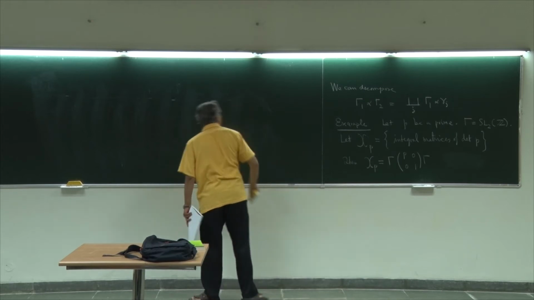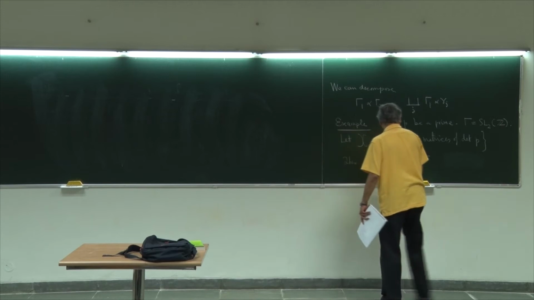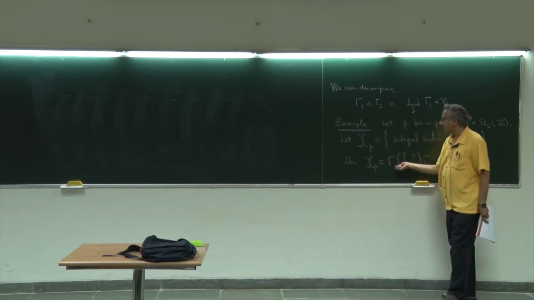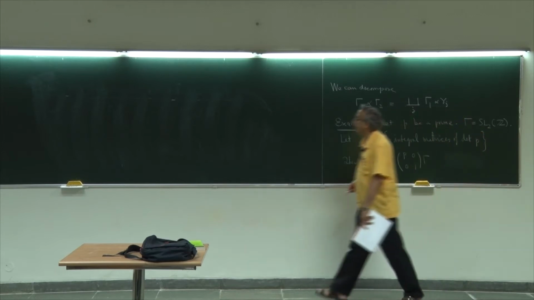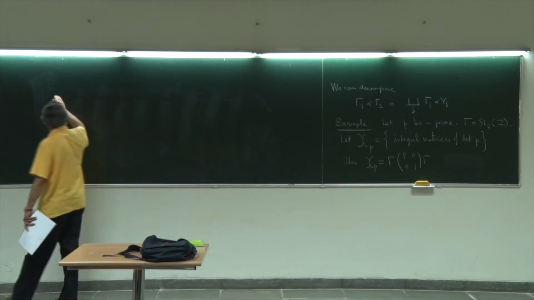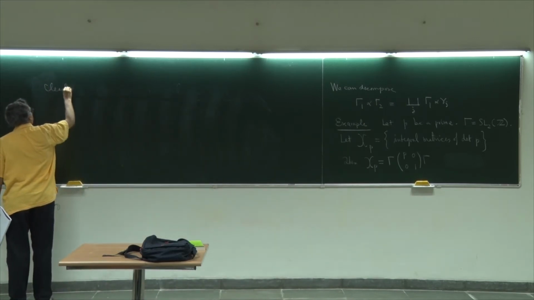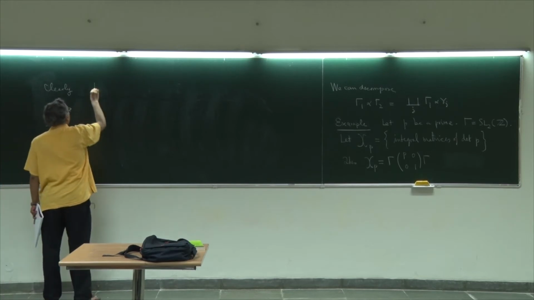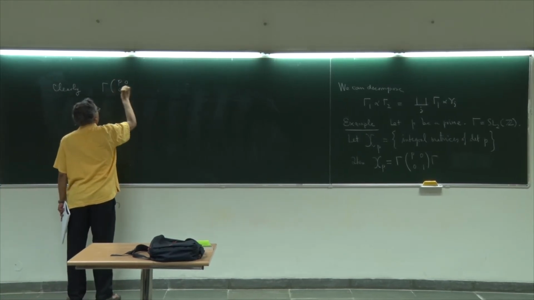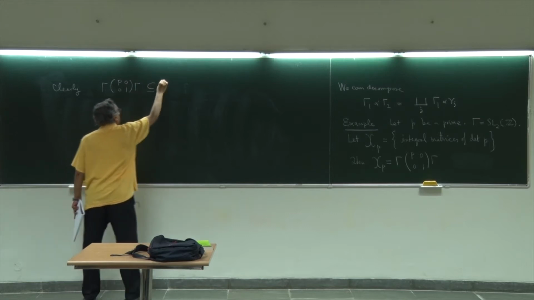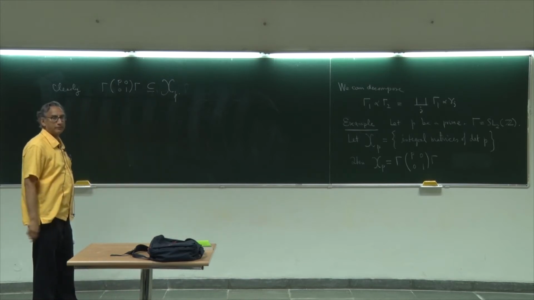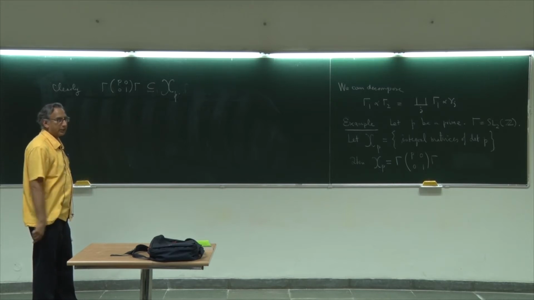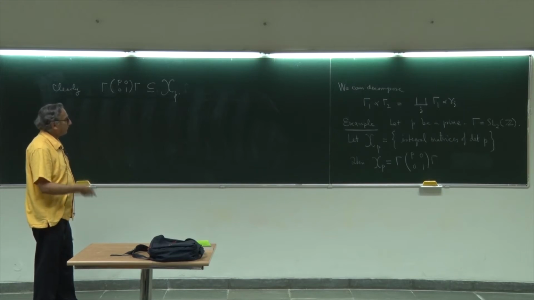Indeed, it's clear that this is contained. This Γ is SL2(Z), and this is a matrix of determinant p. Therefore, this is contained in X_p. It is clear. Clearly, Γ (p 0; 0 1) Γ is contained in script X_p. I just changed my notation from capital X to script X because I noticed that in chapter 8 I use capital X for anything, so I want to make sure this is different.